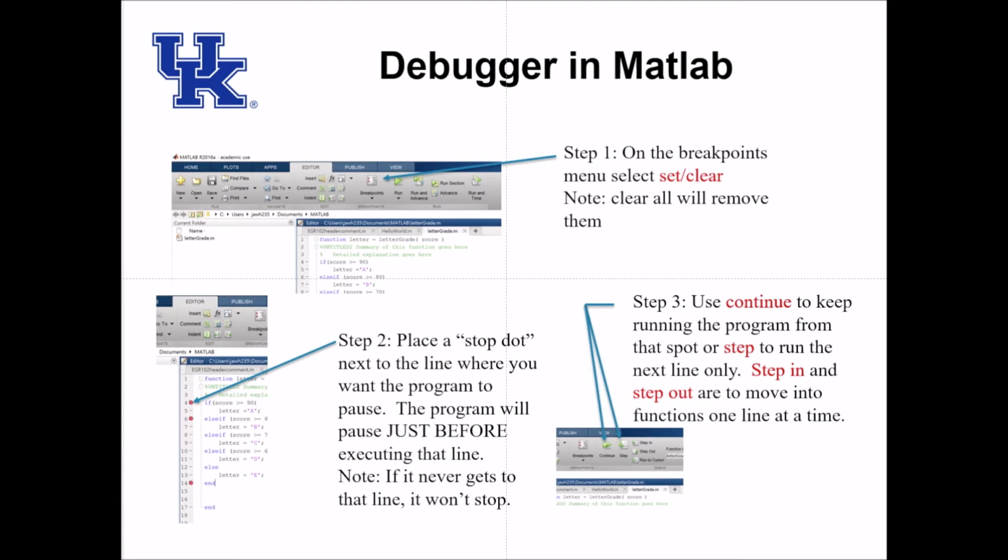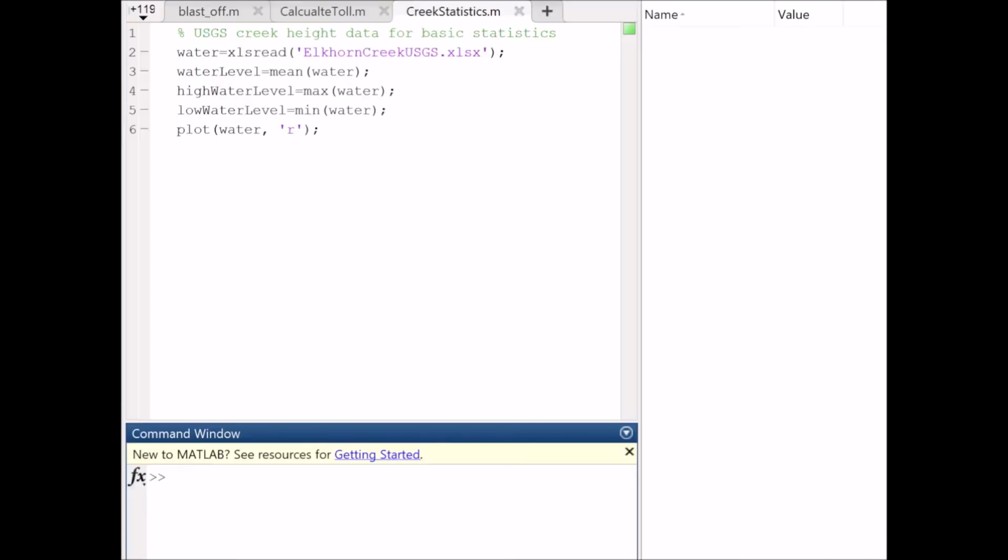So you'll be selecting breakpoints on the menu. You can set or clear them. You drop the little stop signs in beside the code where you want the program to stop, and then you walk through it and see what happens to your variables. So let's go check that out in MATLAB and see how that works.